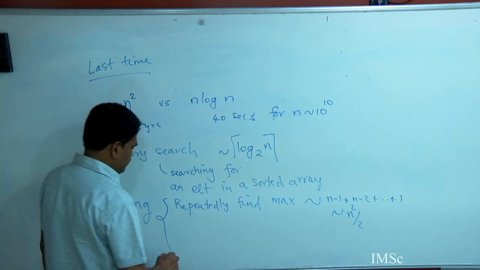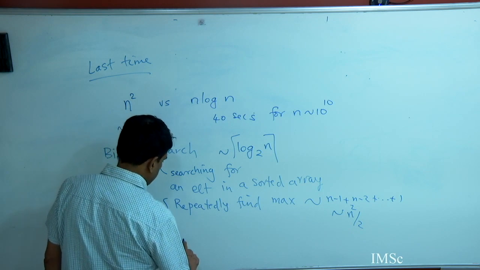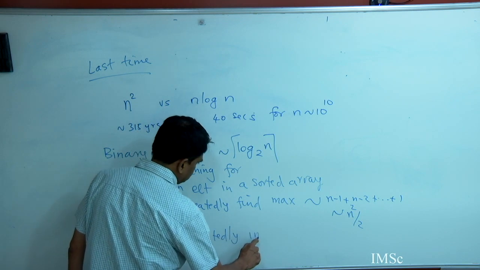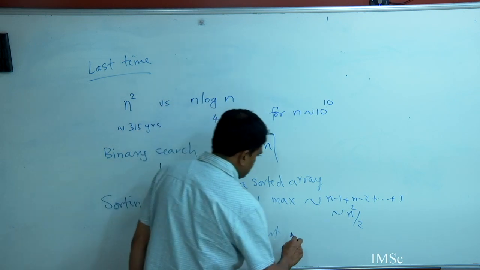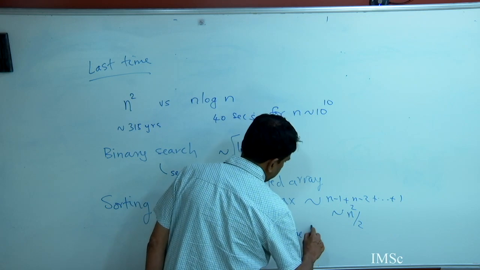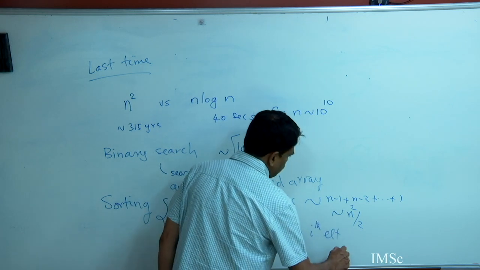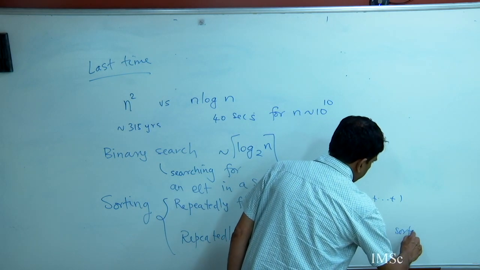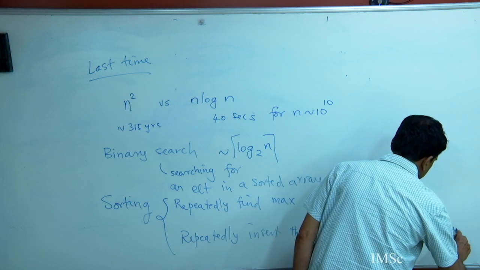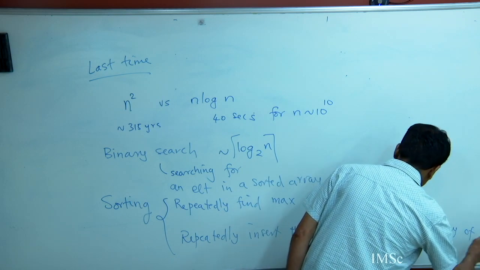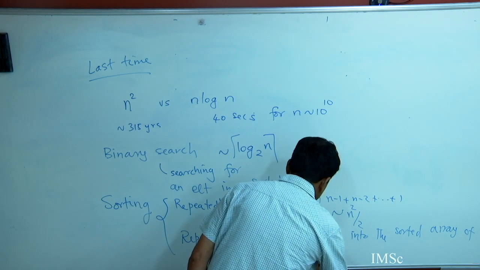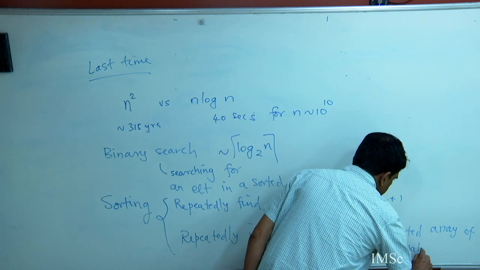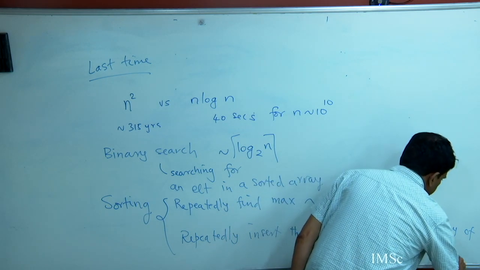The other algorithm I described was repeatedly insert the next element, the ith element, let's say, into the sorted array of the first i minus 1 elements to make the first i elements sorted.